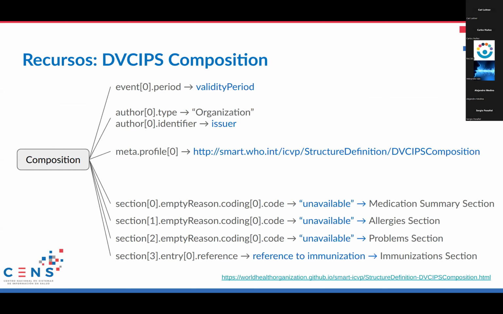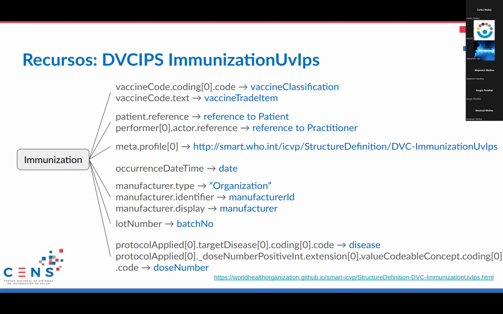Obviously, it's always recommendable to add the profile with which you're modeling the information. These sections, since it's going to be an IPS, there are some sections that have to be added. I mean, they can be added, but there are some sections that are not available. And the only one that we're going to be adding for track 2 here is completing that section on immunization. There you're going to put a reference to the immunization element.